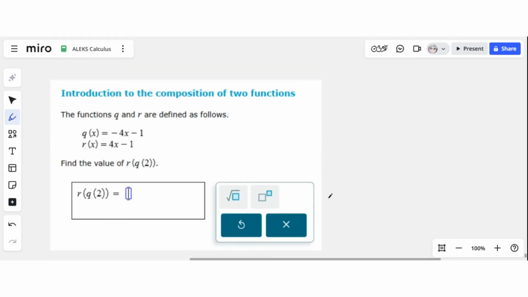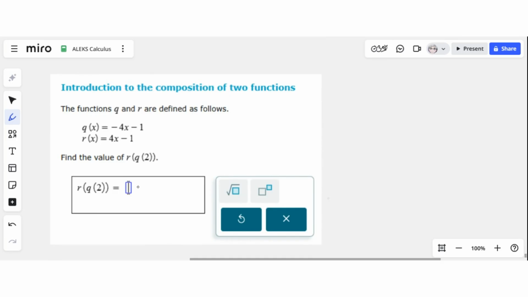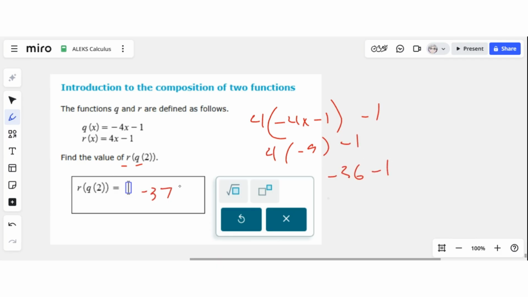Let's try one more. So I'm going to go ahead and compose the two functions. We want r of q. So r is our outside function, so we've got 4x minus 1. And q is our inside function, so we have negative 4x minus 1. And now we're going to put a value of 2 in here because we want r of q of 2. So 2 times negative 4 is negative 8, minus 1 is negative 9, times 4. So that's negative 36, minus 1. That's negative 37, I think.